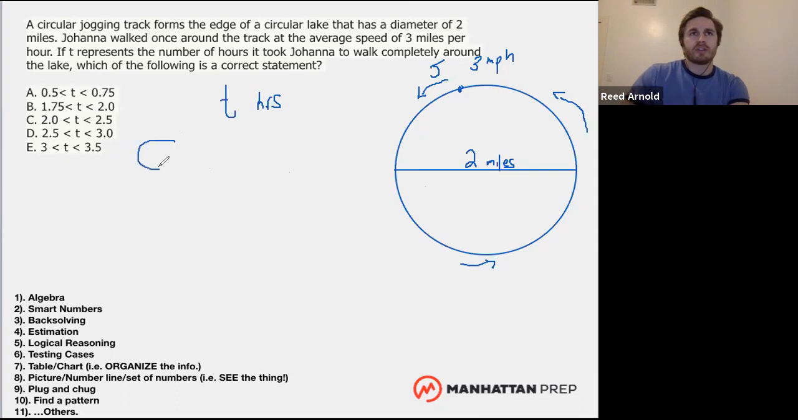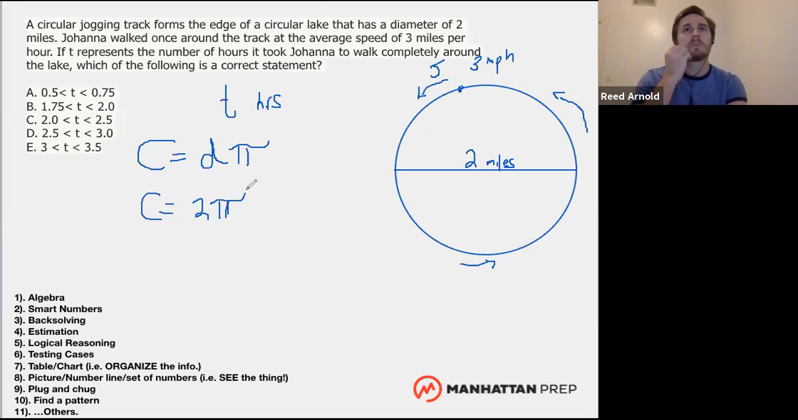I suppose you could call this algebra. I guess it's a geometric formula. Circumference equals diameter times pi. That's just a formula to memorize. The circumference of this track is approximately, because technically the track is around the lake with this radius, about 2 pi. The diameter is 2 pi and circumference is diameter times pi. That is the circumference, and in this case, that is her distance.